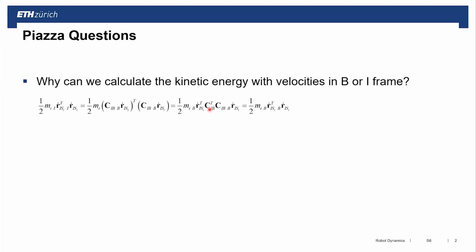If I do the multiplication of that, I get an inner product term of C transpose times C. So I rotate once from I to B and once from B to I. So actually it doesn't really matter. These two things are just identical. That means it's independent of the reference frame in which I'm expressing the individual components. What is important, however, is that we have an I here. So it's always R dot between a non-moving point and the center of gravity. But that has nothing to do with the reference frame in which we are expressing this vector.